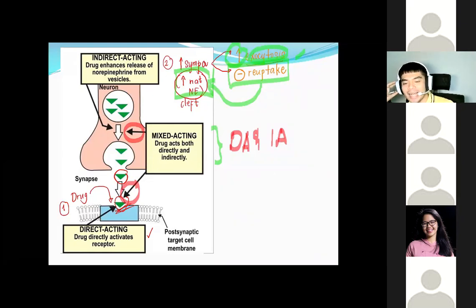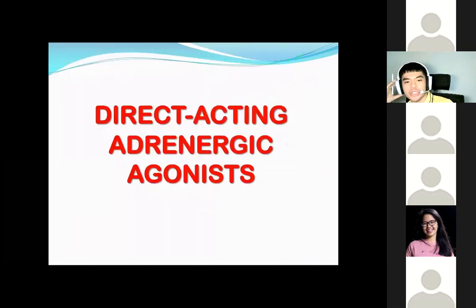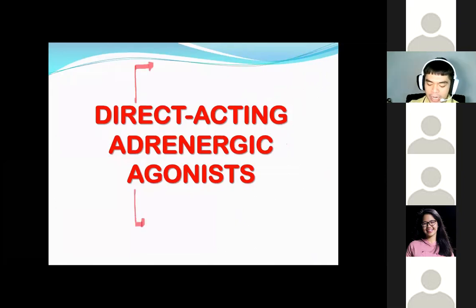Enhance. Lahat ng enhancers, kasi nga mimetics ang pinag-uusapan natin. So ngayon, let's proceed to direct acting adrenergic agonists. For direct acting sympathomimetics, I repeat, we have two types based on selectivity of action. Meron tayong dalawang klase ng direct acting based on selectivity of action.